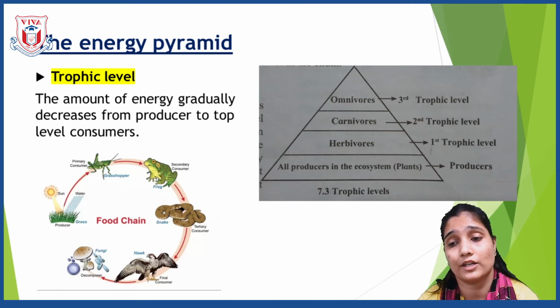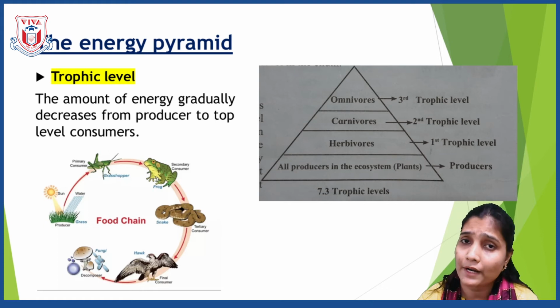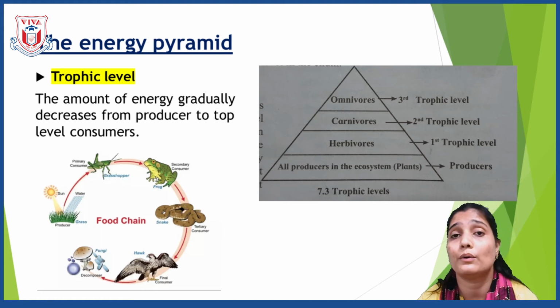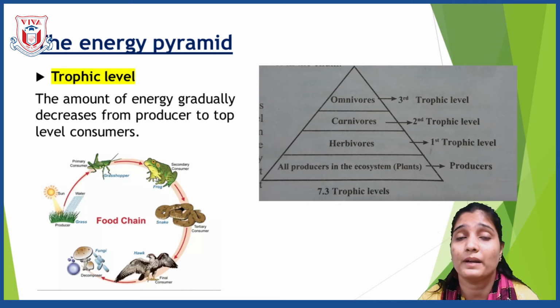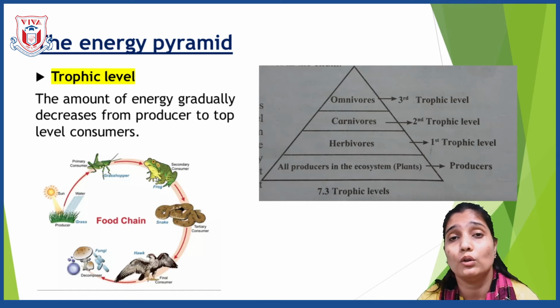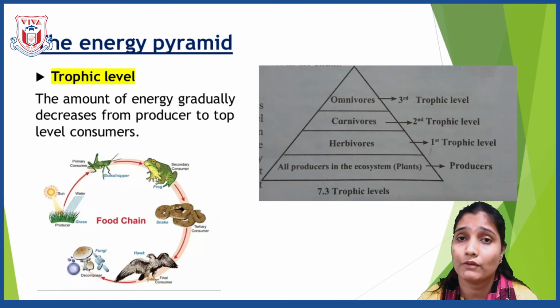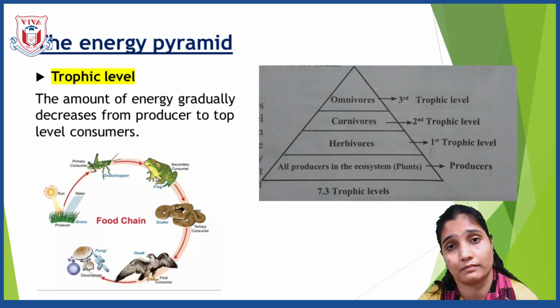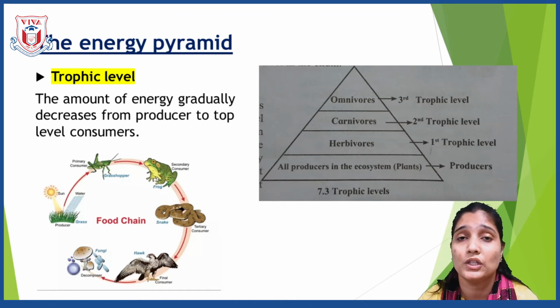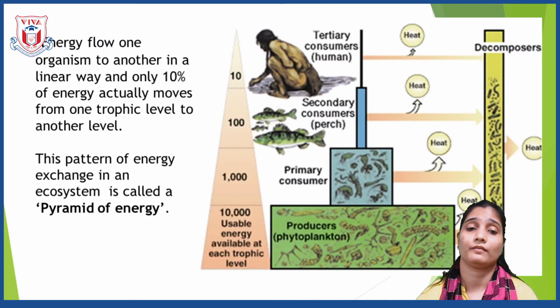Second trophic level म्हणजे काय? Those who are dependent on herbivores are known as carnivorous. So carnivorous means trophic 2 level. And trophic 3rd level म्हणजे काय? Those who are dependent on carnivorous as well as on herbivorous are known as omnivorous. Best example is human. So let's start with next slide.